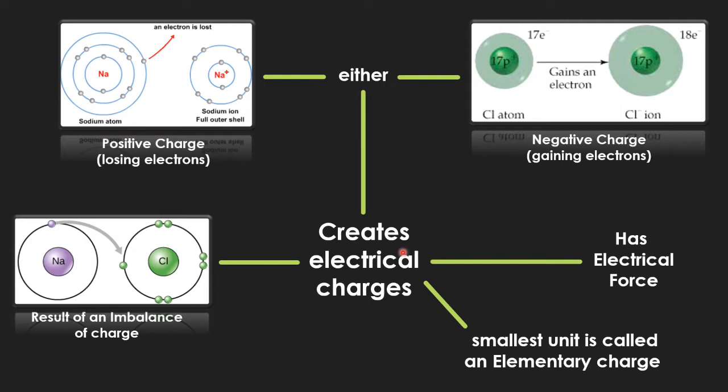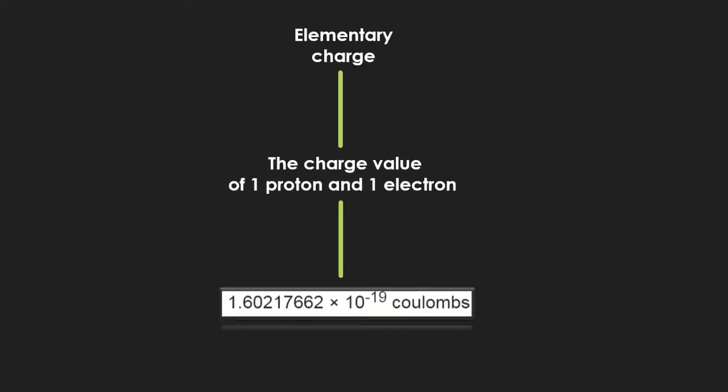In the creation of electrical charges, these charges have electrical forces, which we are going to discuss in the next slide. And the smallest unit of electrical charge is called an elementary charge, that we are also going to talk about in the next slide. An elementary charge is actually the quantized charge value of one proton and one electron. And what is the value equal to?